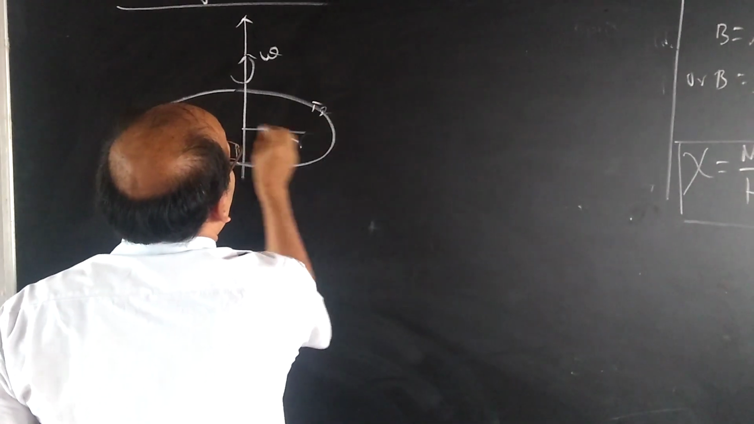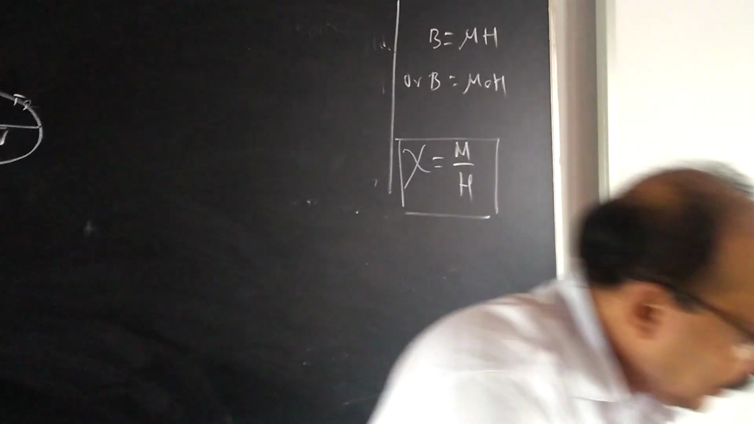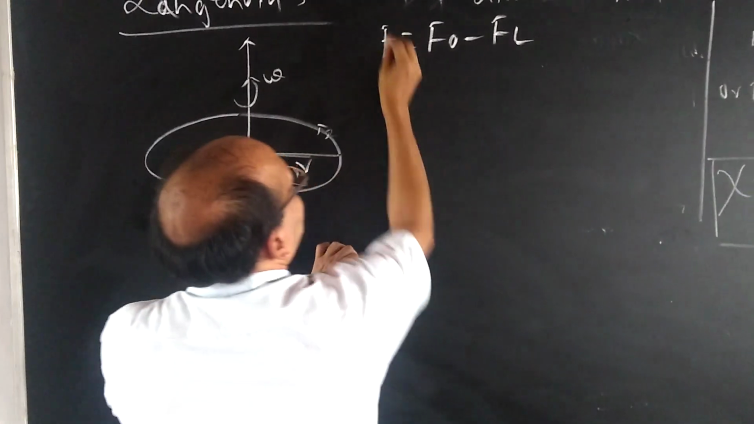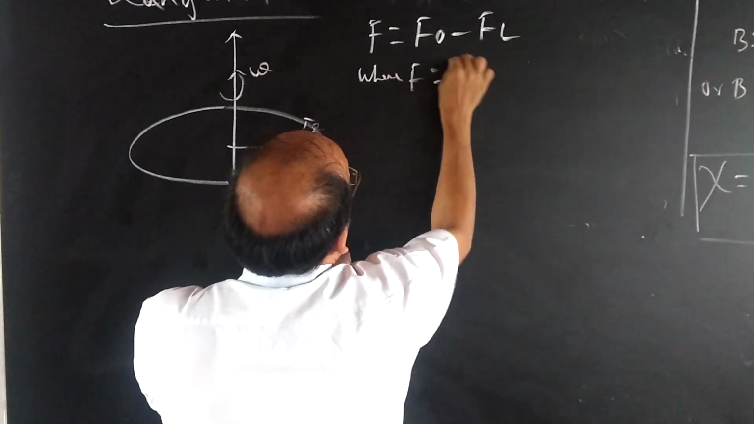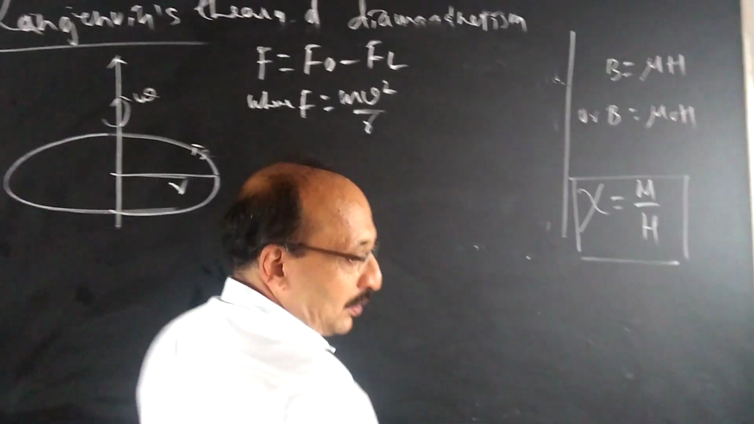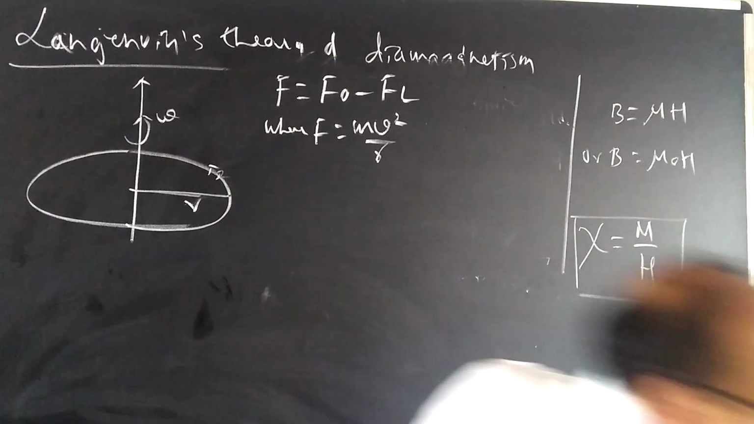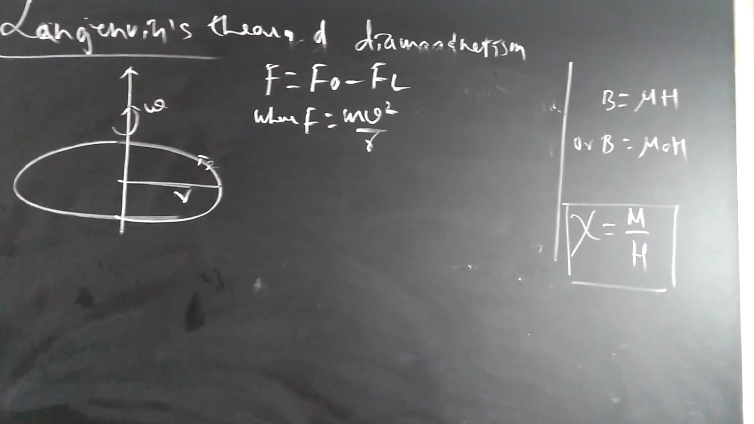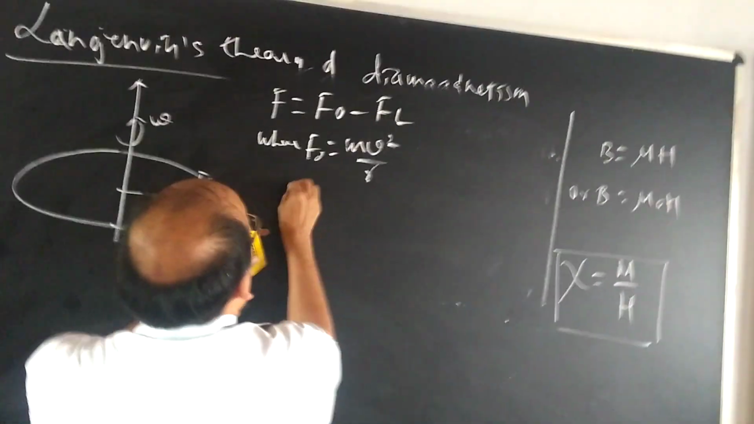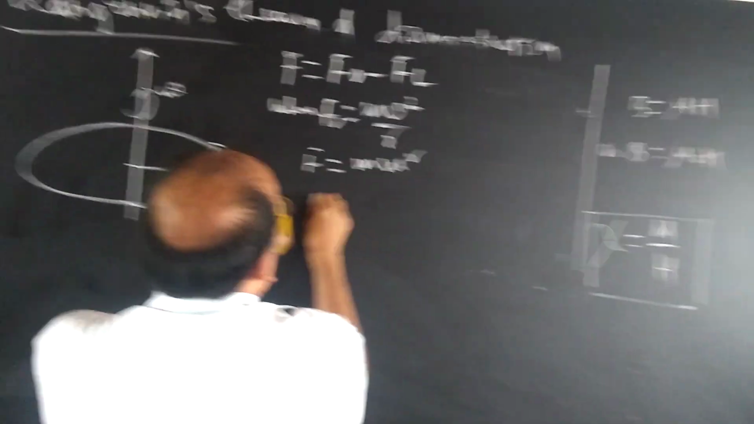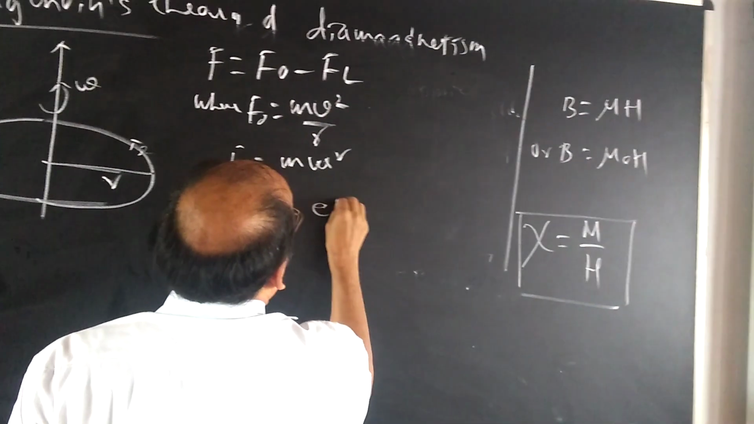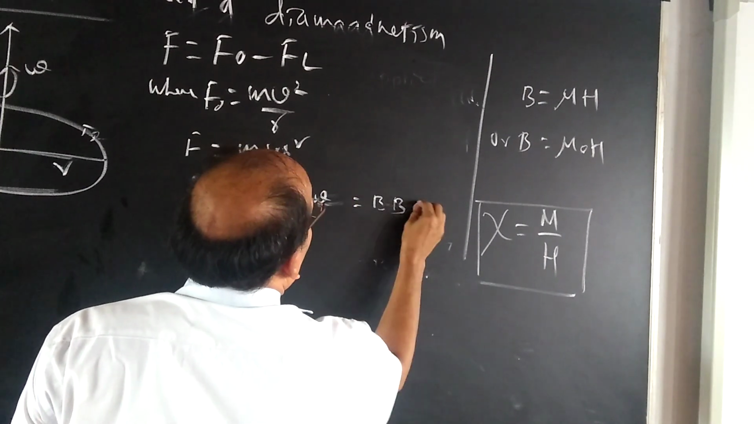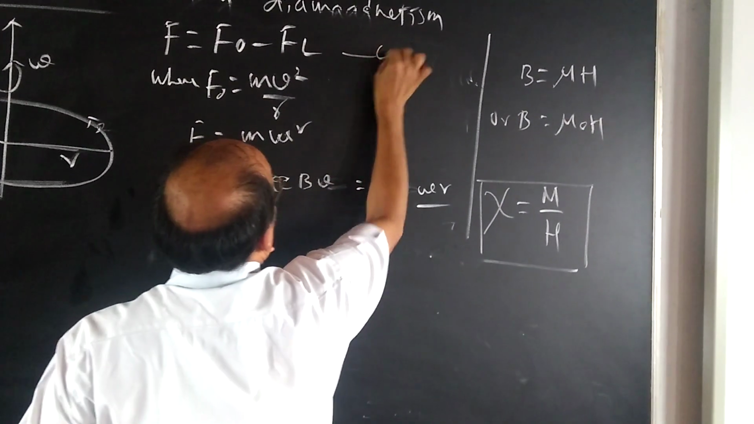So I will keep the diagram in the same way. Suppose I take the total force here as, again, F is equal to F naught minus Fl, where F is equal to mv square upon r, or you can take F naught, F is equal to m omega square r, and your Lorentz force is eV into omega, or eV, where V is nothing but omega into r. So this equation is the first equation.